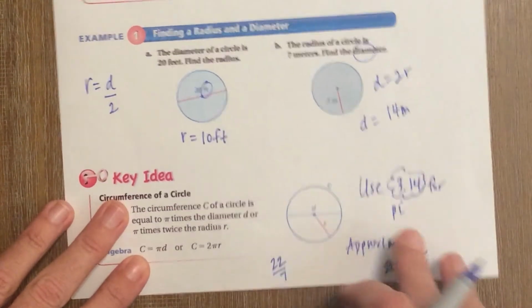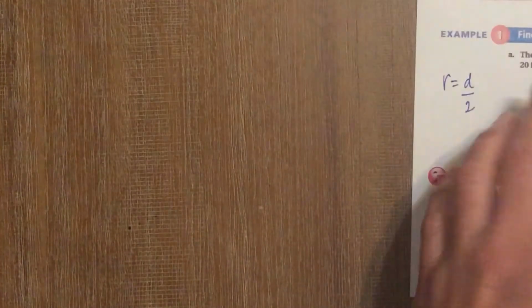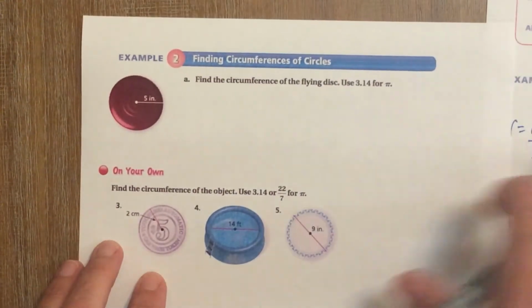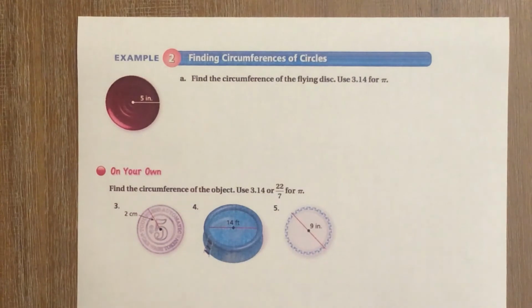Okay, so that's circumference, and let's figure out how to calculate it. So example 2, finding the circumference of circles. So here's a flying disc. We call them frisbees.